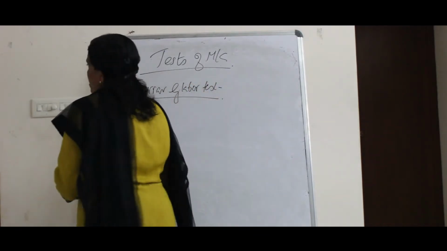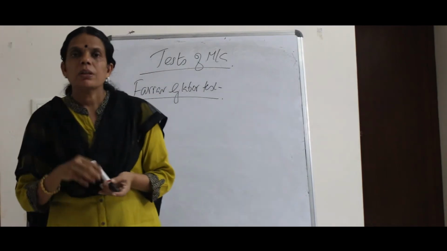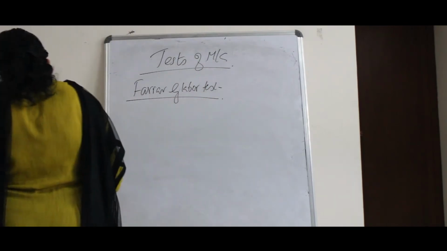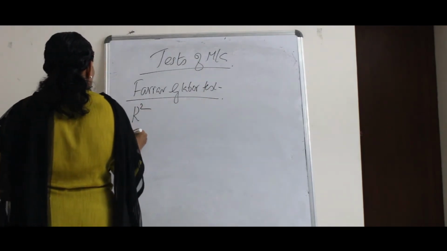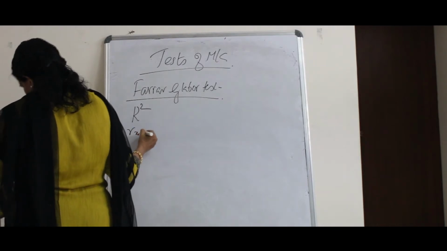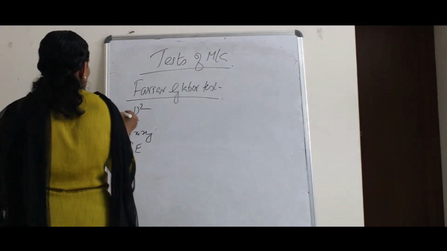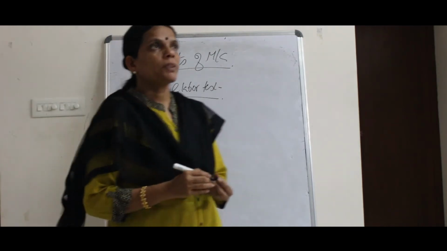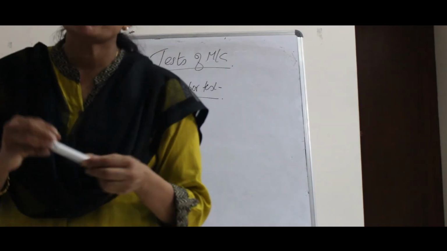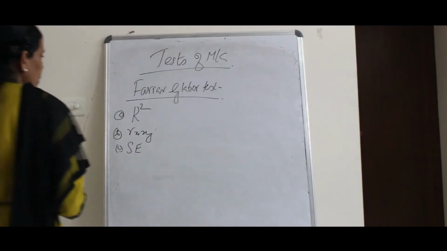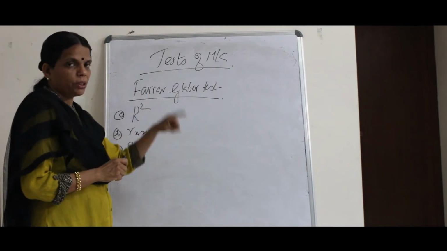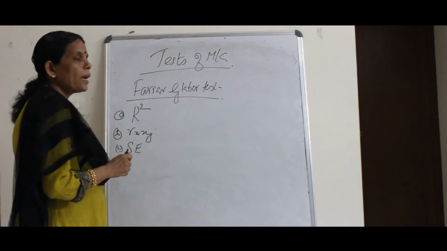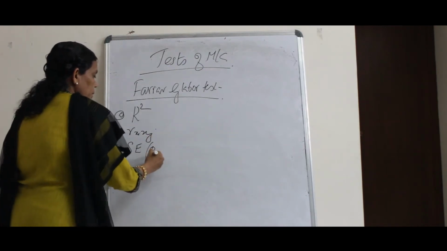So Farrar-Glauber test uses three indicators to understand the presence of multicollinearity. One is R square, second is small r, that is r xi xj, and third is standard error of the parameter. So these three statistics are used to understand whether the data is multicollinear or not. Capital R square, that is the coefficient of determination, goodness of fit. This is the correlation coefficient between xi and xj, and then the standard error of the regression coefficient.